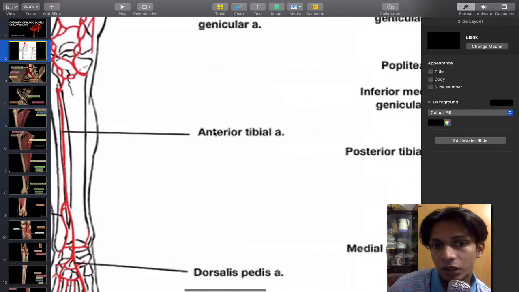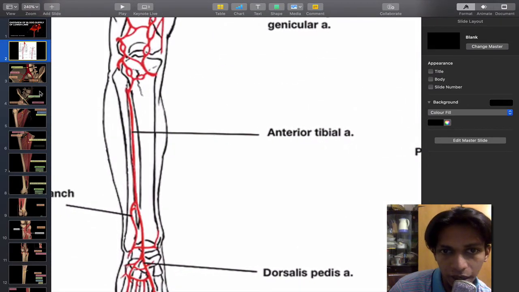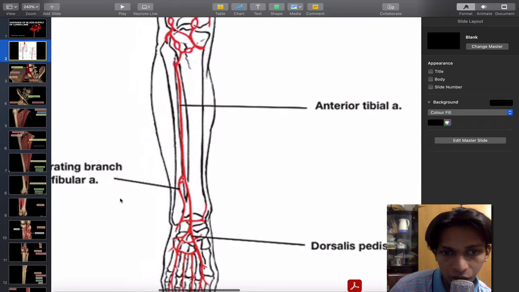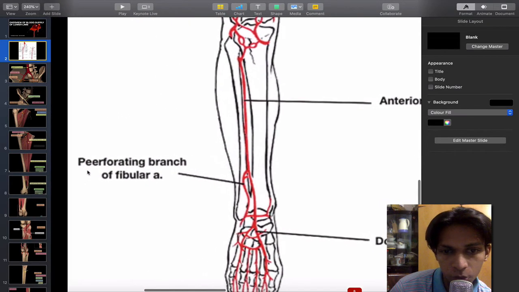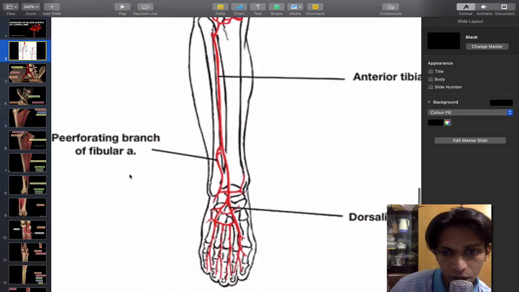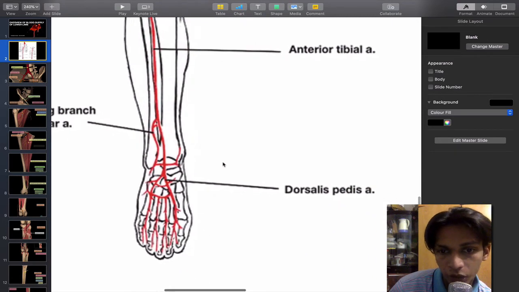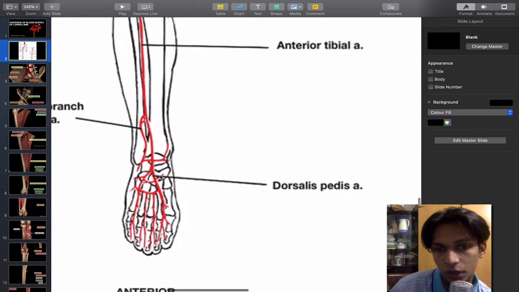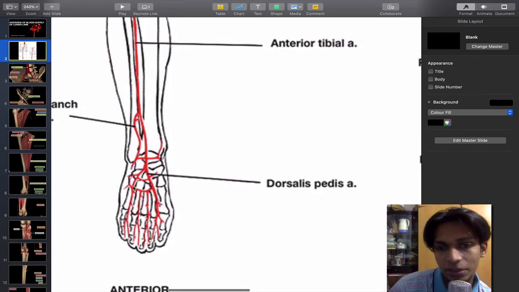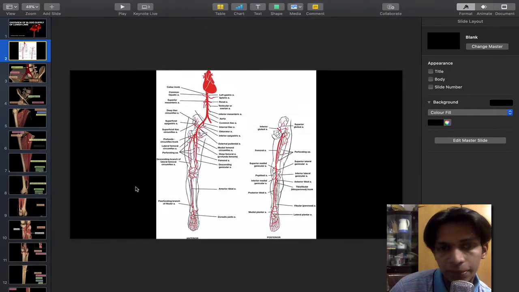Now let's come back to the anterior portion of the leg. Here we have the anterior tibial artery, which goes down and then bifurcates into two. It gives off some perforating branches of the fibular artery, and it also gives off the dorsalis pedis artery, which supplies the foot.